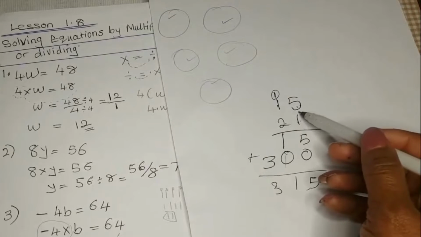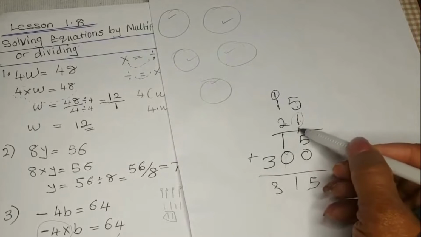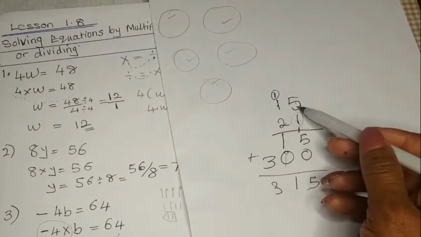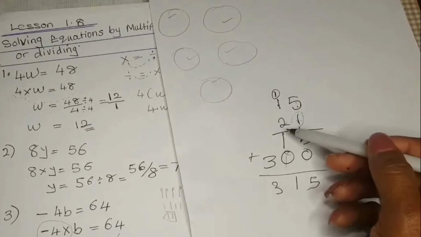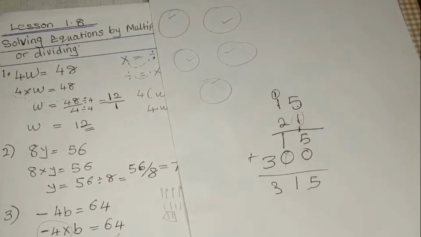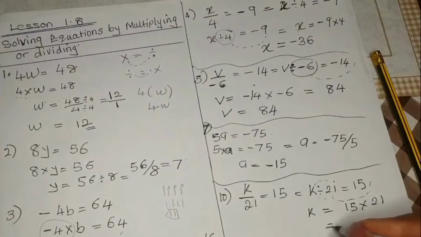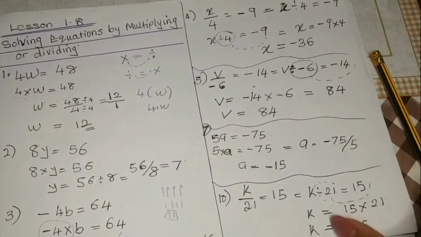So when you're multiplying, you use this one, multiply 5, and you write the answer under it. Multiply this, and you write the answer here. 2 times 5, 10. See, you write 0 under 2. 2 times 1, 2, plus this one here, 3. That is how we got it. Okay, so the answer is 315. K equals 315.